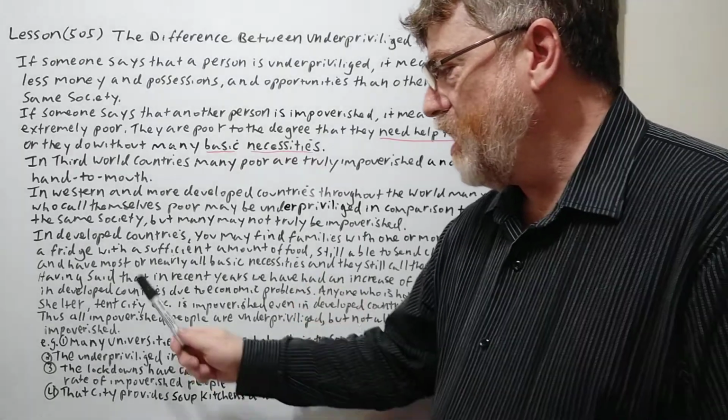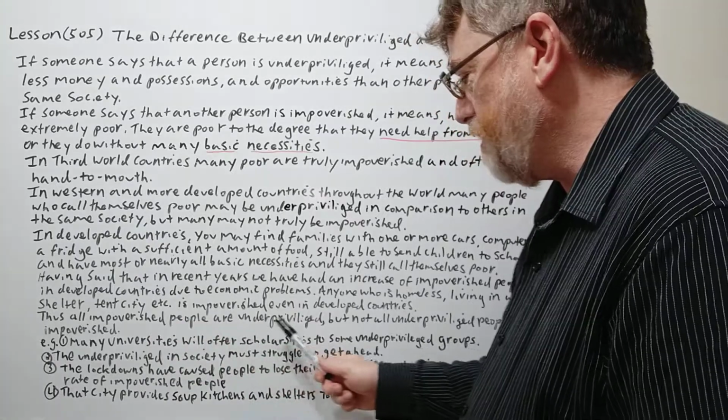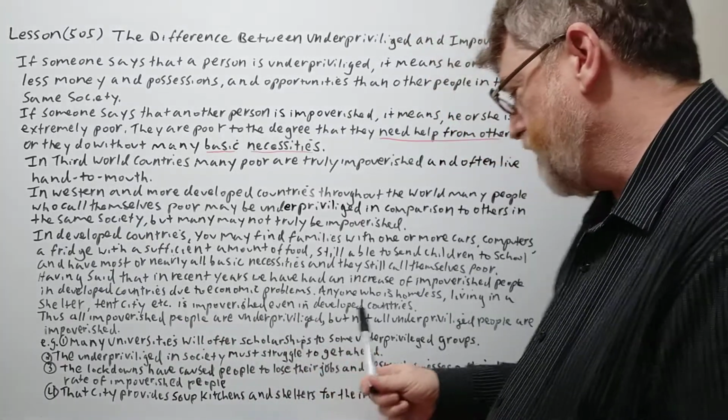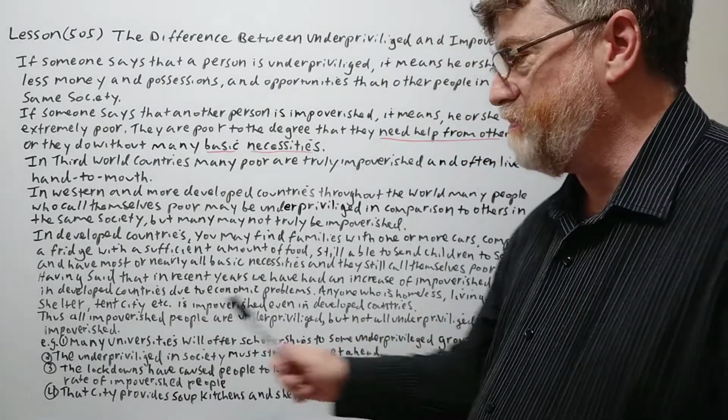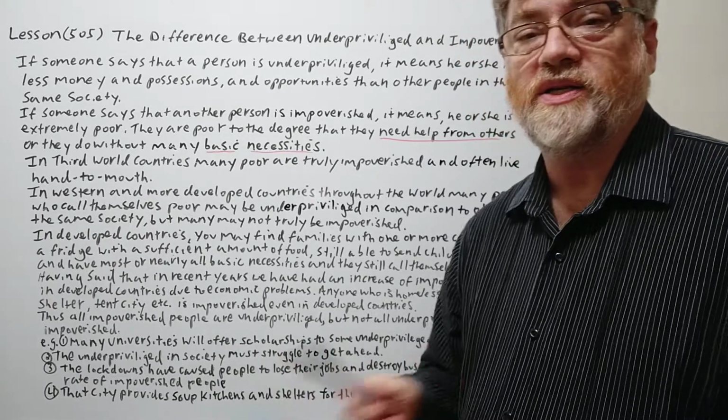Okay, let's continue. So thus, all impoverished people are underprivileged. But not all underprivileged people are impoverished. All right, so that's the way it goes.